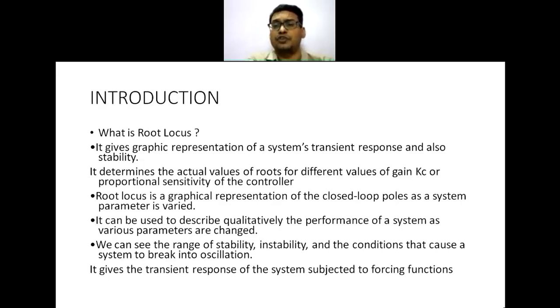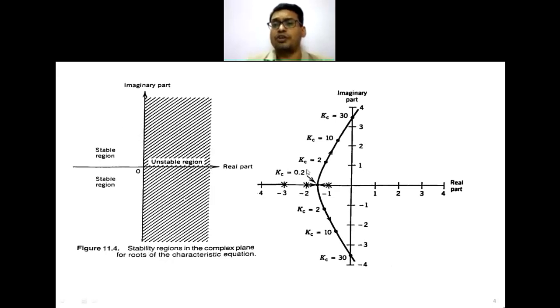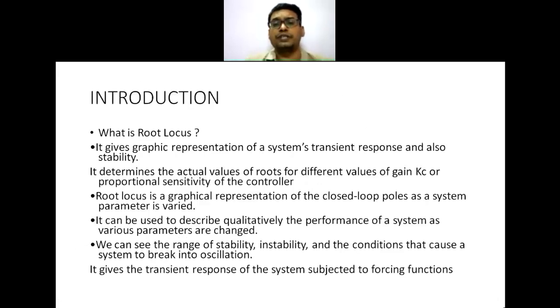It determines the actual values of the roots for the different values of the controller gain, that is your Kc equal to 2, Kc equal to 10, Kc equal to 30. For these, you get different values of the roots. It can be used to describe qualitatively the performance of the system for various parameters that are changed. It talks about the stability and the instability, and when the system will become unstable.